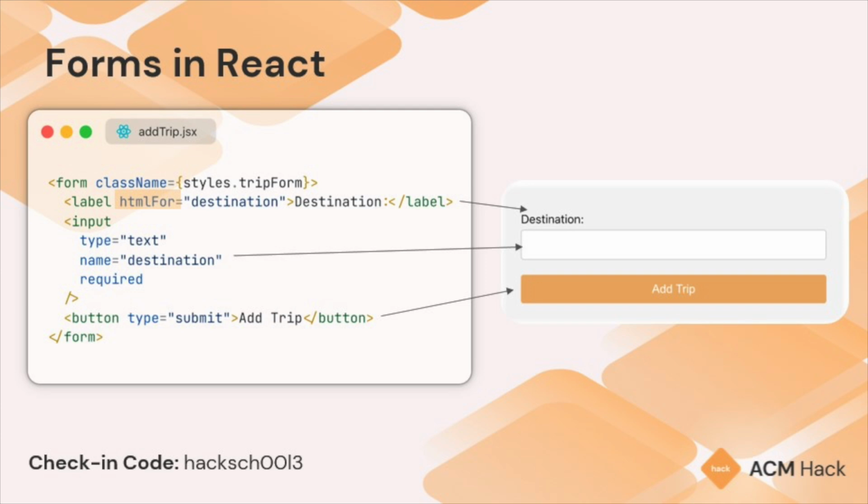And then required just means that if the person tries to click submit, it would error out. It would say, oh, you're required to put the destination field, and it won't let you submit the form. And then the button is just the button, with type submit. So when you click on submit, it will submit the form. And then add trip is what is on the button.